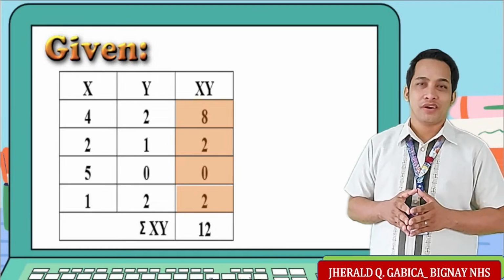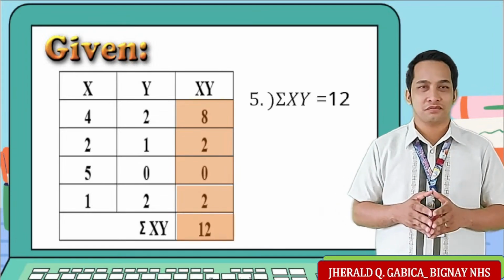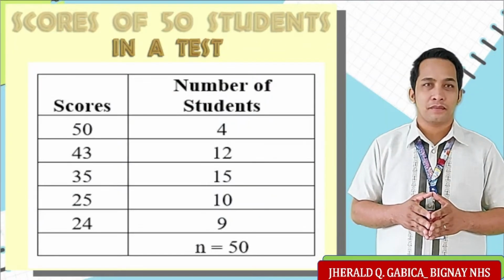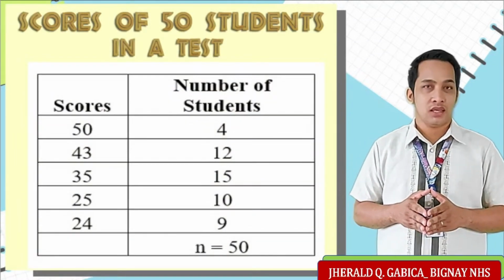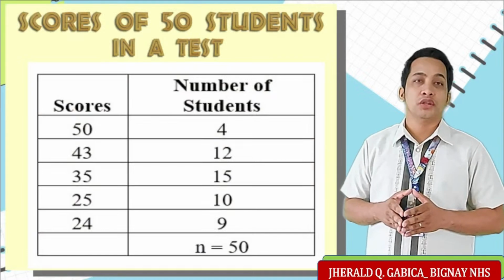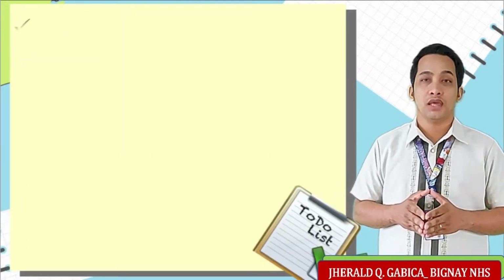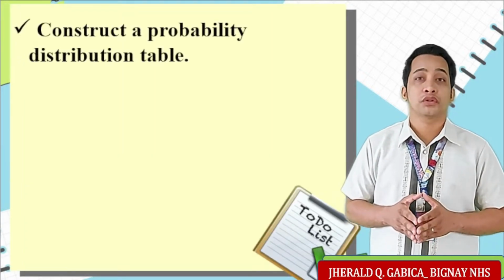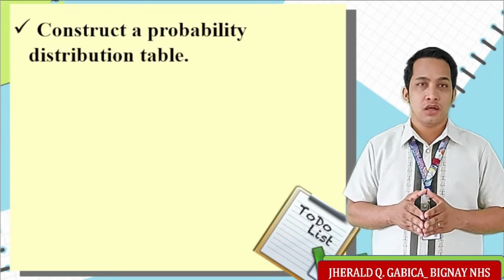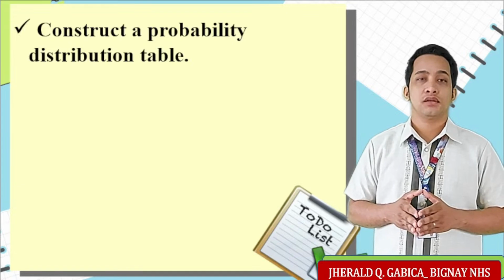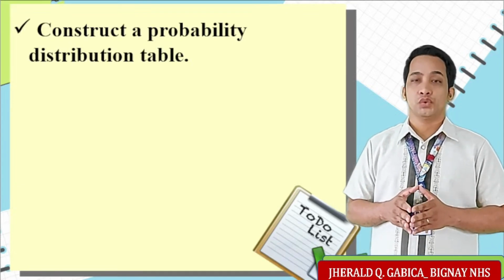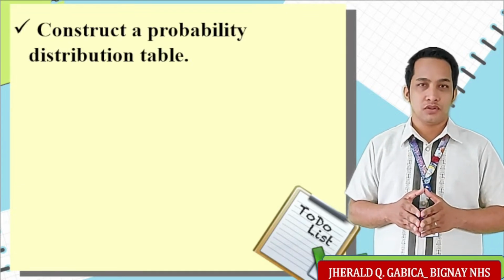How was your score? If you got it all, that's impressive. The items we had a while ago are all connected with our lesson today. Let us have the first example on how to construct a probability distribution table and how to compute for their corresponding probabilities. The scores of 50 students in a test are shown in the table.